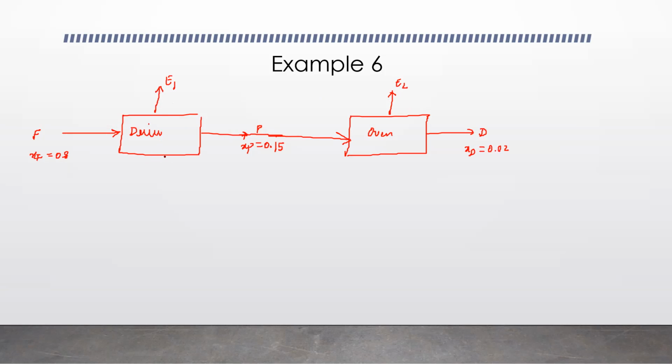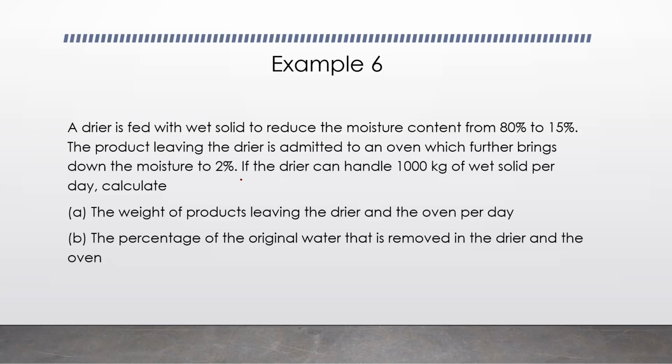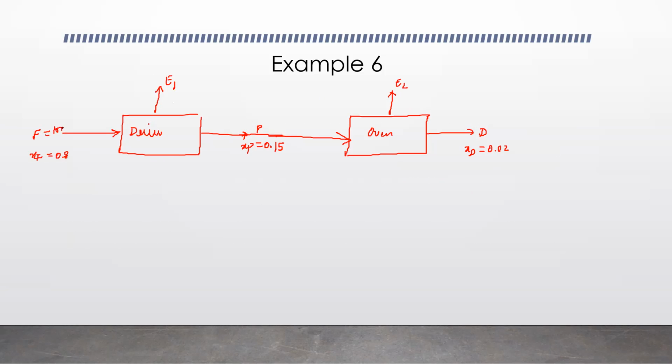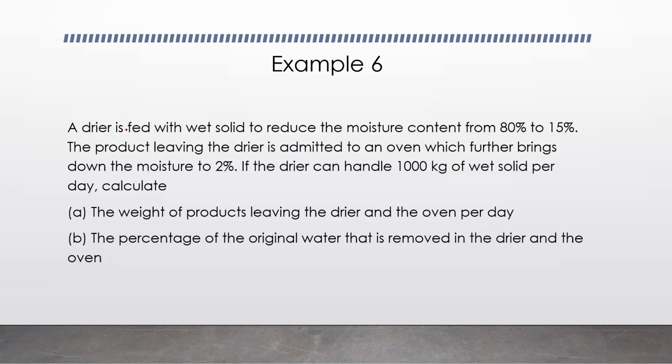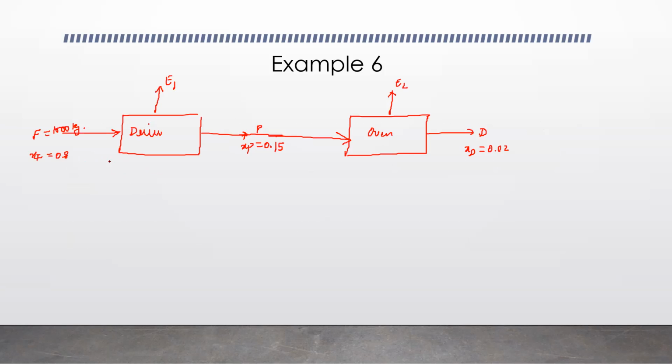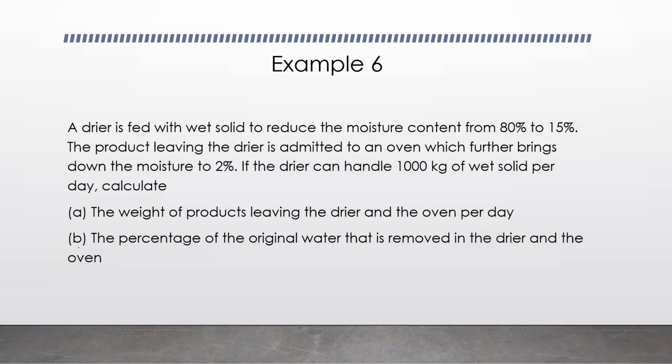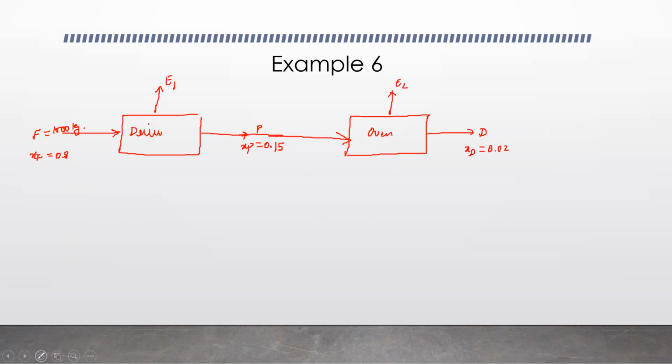So let's now see if the dryer can handle 1000 kg of wet solid per day. So this is 1000 kg of wet solid per day. The weight of products leaving the dryer and the weight of products leaving the oven per day have to be calculated. And further, you also need to calculate the percentage of the original water that is removed in the dryer and the oven. We'll come back to that later. First of all, let's see how to solve part number A.